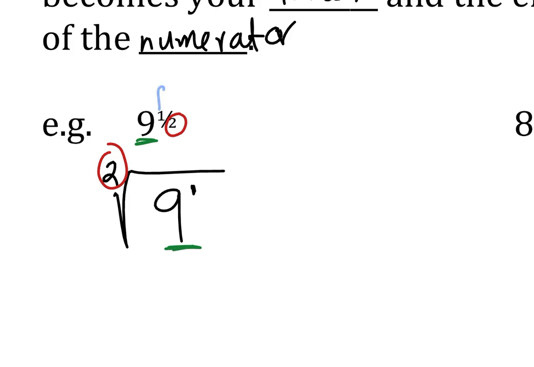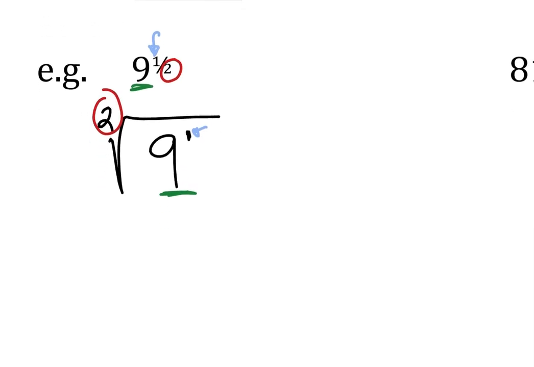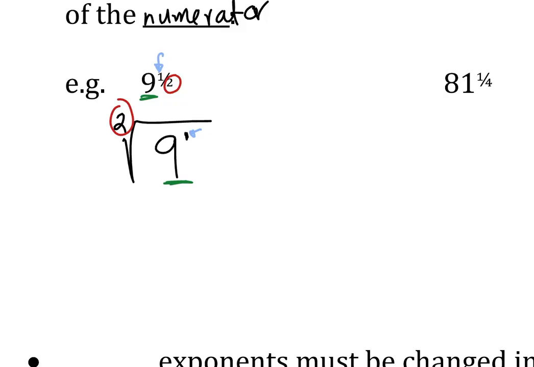And this 1, we don't write it all the time because we don't need to, because anything raised to the power of 1 is just itself. But the 1 in the numerator becomes the 1 that the 9 is raised to. Okay, so that means that 9 raised to the power of 1/2 is the same thing as the square root of 9, which is just plain old 3.